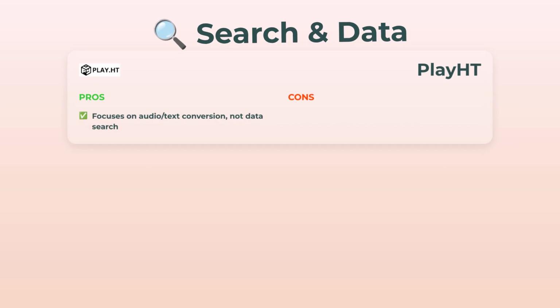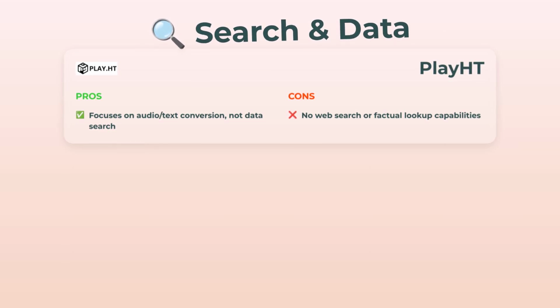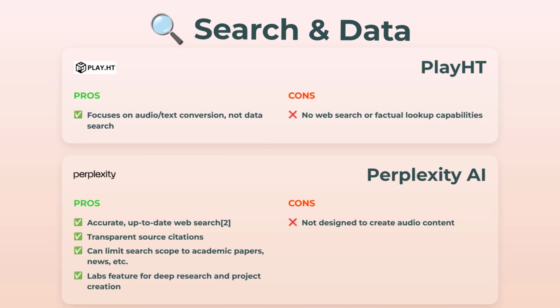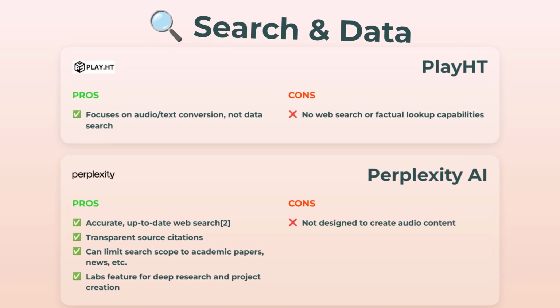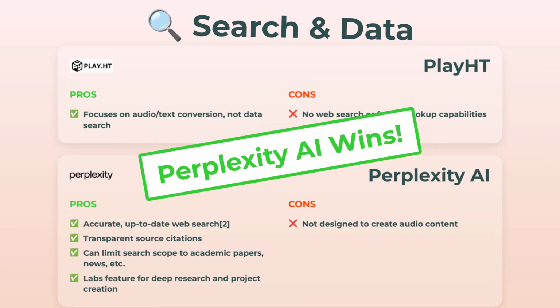Now let's check out search and data, and well, this one's kind of a landslide. PlayHT is all about converting text and audio. Searching for web data is not on its resume. If you need up-to-date facts or want to see citations, you're out of luck. But Perplexity, dude, it's built for this. Web search? Check. Academic papers, news, you name it. Want to see every source? It's right there. Plus, deep dive research tools. Downside, it's never going to help you create an audio project. But the clear winner for search and data is Perplexity.